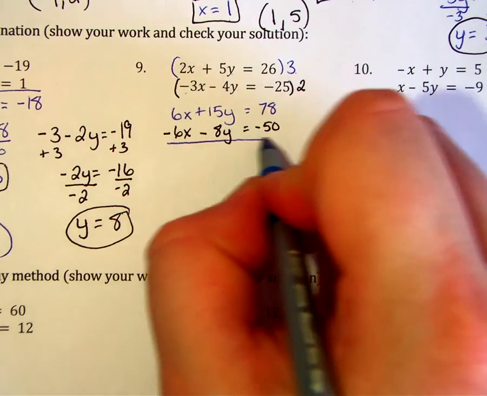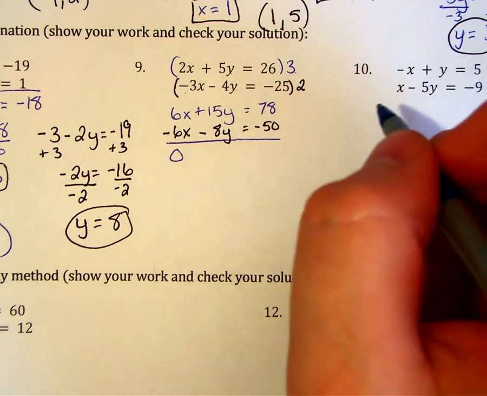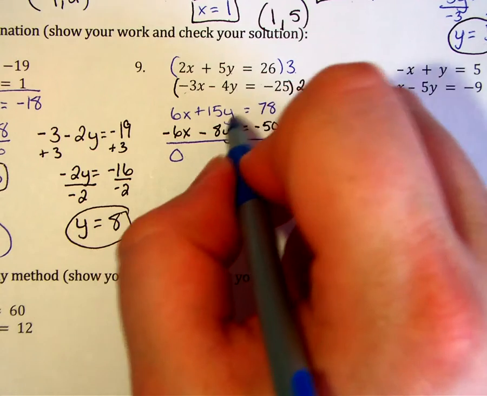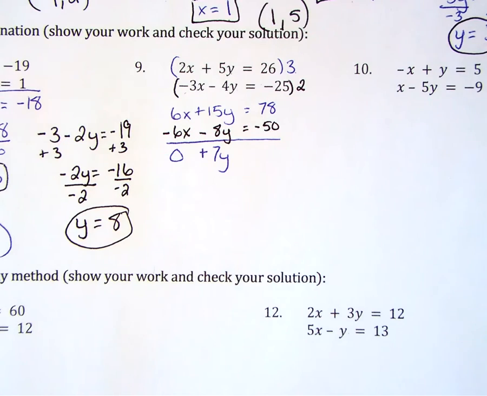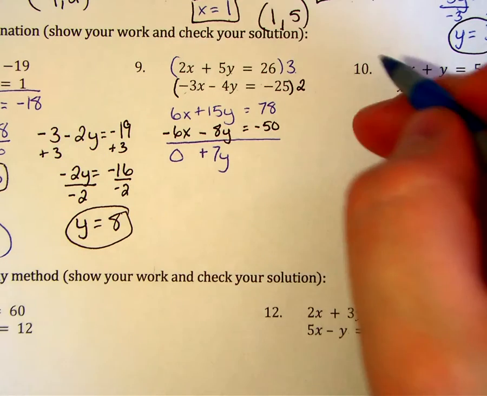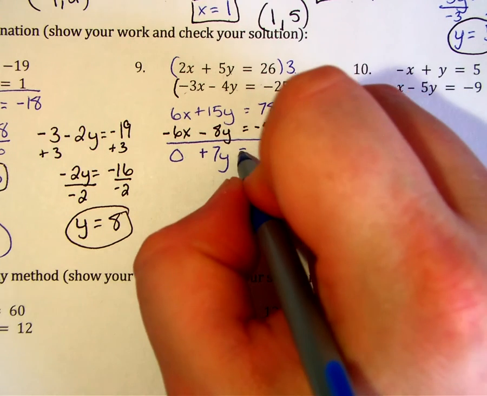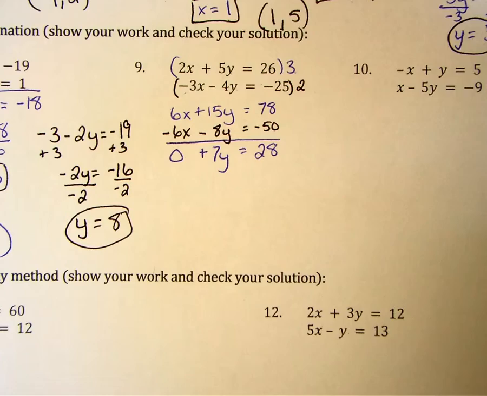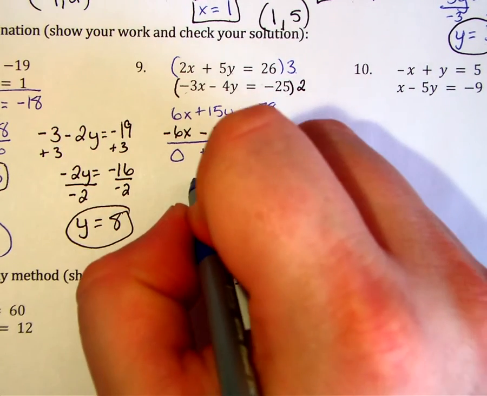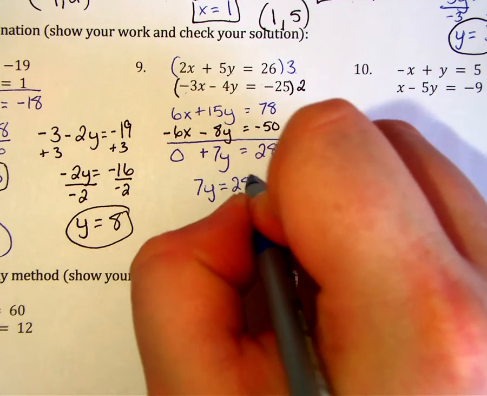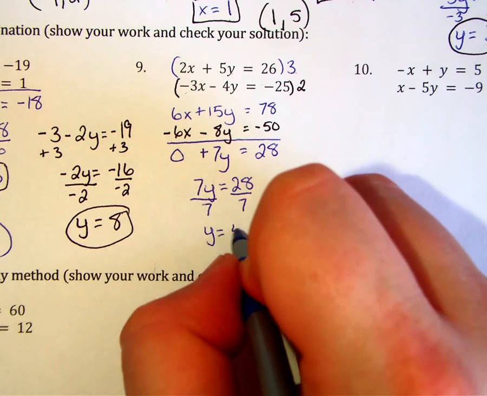And we will combine. 6x and negative 6x is 0. 15y and negative 8y would be negative 7y. Sorry, positive 7y. 78 and 50 is going to give us a positive 28. By now we should be starting to see the solution, but we'll keep solving. 0 plus 7y is the same as 7y, which equals 28, where we'll divide both sides by 7, and y will equal 4.